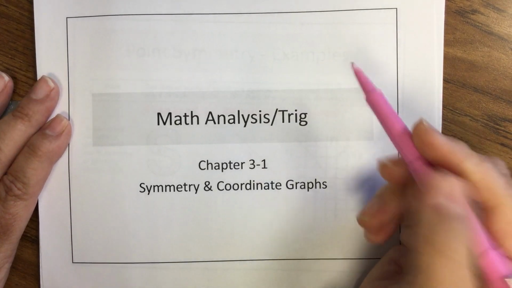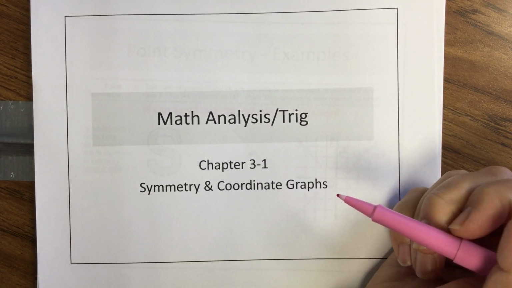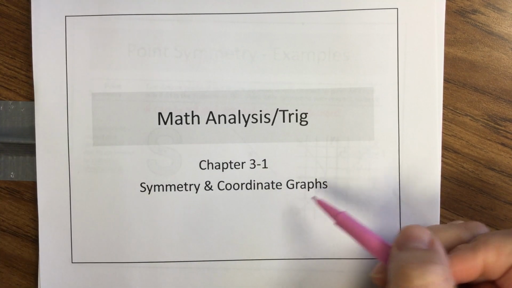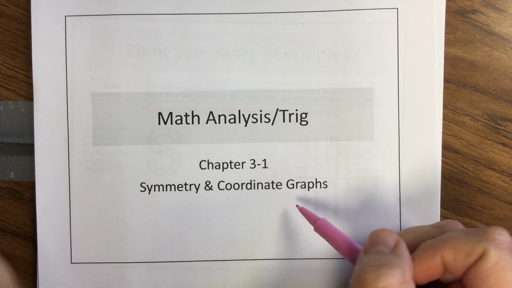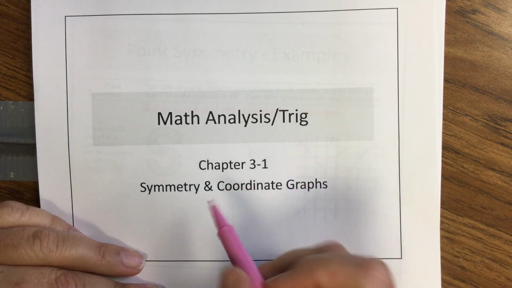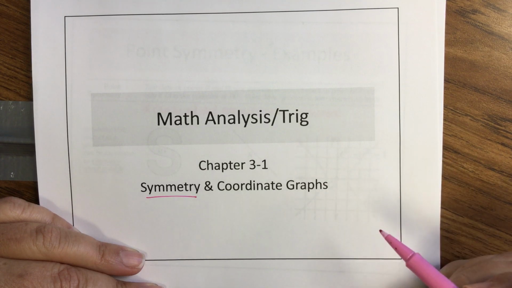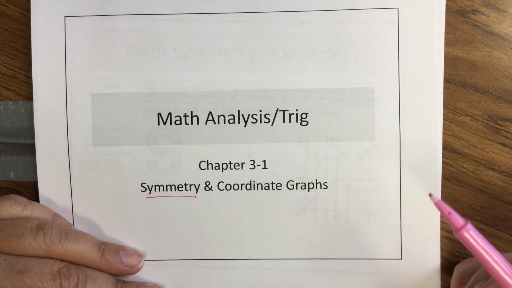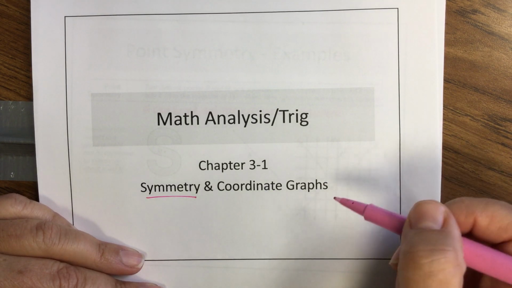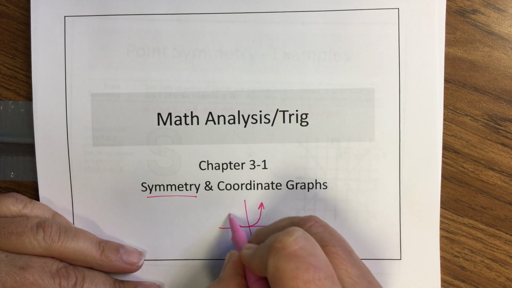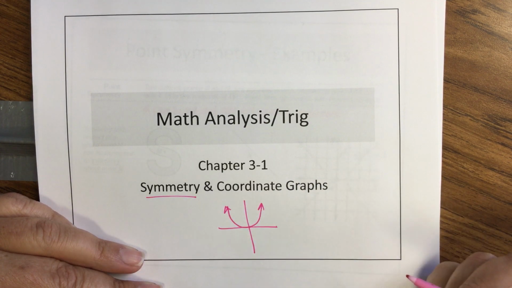Okay, we're going to start the notes for chapter 3.1, and we're going to be talking about symmetry and coordinate graphs. So we've been working with coordinate graphs already with our graphing, but let's just revisit what the word symmetry means. So symmetry is another way of thinking symmetric. So a parabola would be symmetric. That means it's the same on both sides.